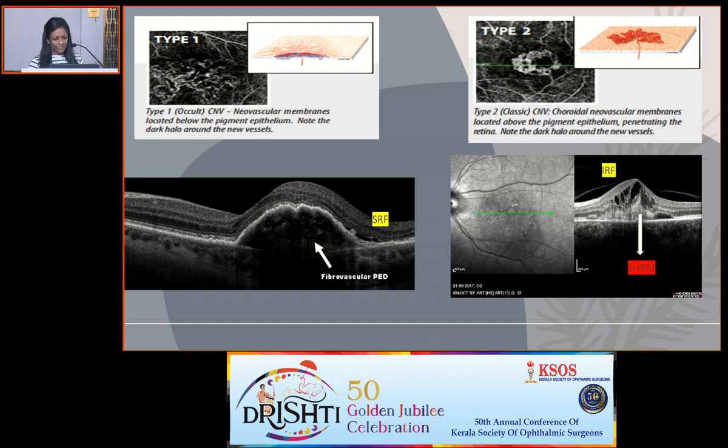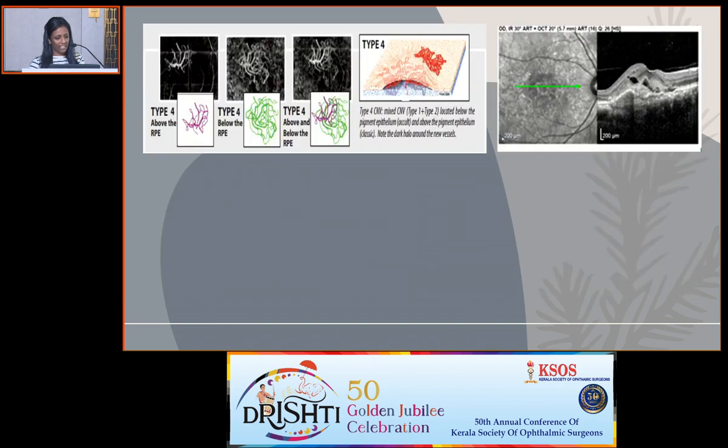And unlike the classic CNV, the occult CNVM has got a less aggressive natural course based on the presenting acuities as well as the long-term natural history. And you can also get the type 4. Type 4 is the combination of type 1 and type 2, where you can see the fibrovascular PED as well as the subretinal hyperreflective material. You can see a combination of type 1 as well as the type 2.